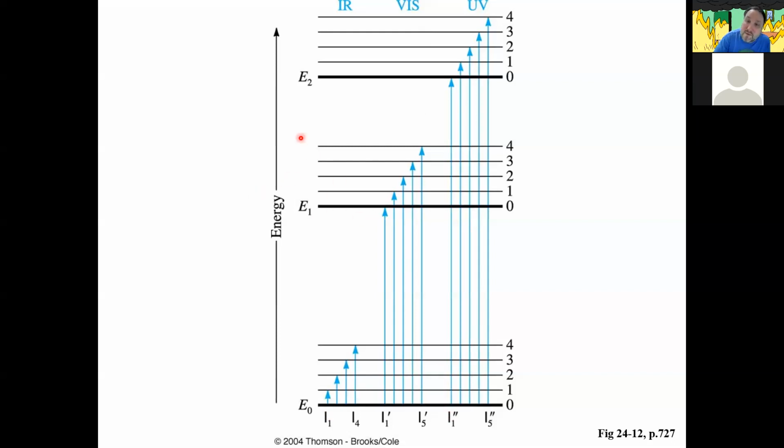And these E0, E1, and E2 are representing different electronic energy levels. These E's, the big bold lines, are representing electronic states, and these thinner lines on the right-hand side, 0, 1, 2, 3, and 4, are representing different vibrational states of those molecules. So our IR spectrum is moving from one vibrational state to another, whereas a visible transition is going from one electronic state to another electronic state, maybe with a little bit of vibrational energy, which we wouldn't see because that'd be IR.